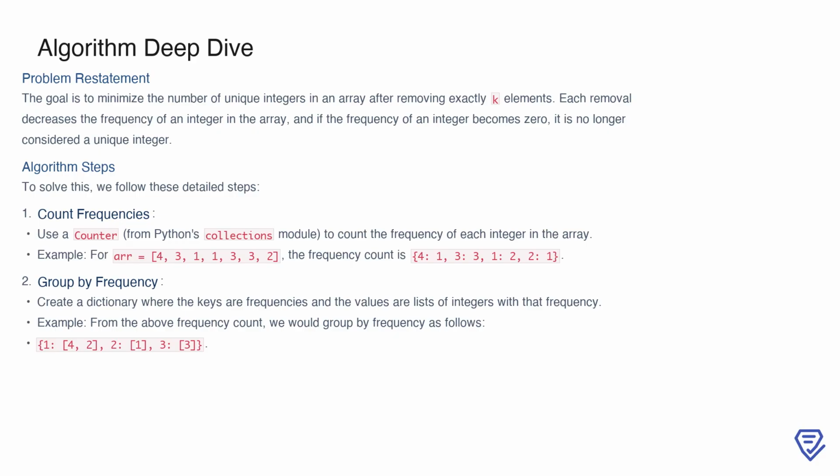For instance, if the array is 4, 3, 1, 1, 3, 3, 2, the frequencies are 4:1, 3:3, 1:2, 2:1. Once we have this frequency count, the next step is to group integers by their frequencies. Here, the integers that appear once, twice, or 3 times are grouped together, resulting in 1: [4, 2], 2: [1], 3: [3]. This grouping helps us decide which integers to remove in the most efficient way.